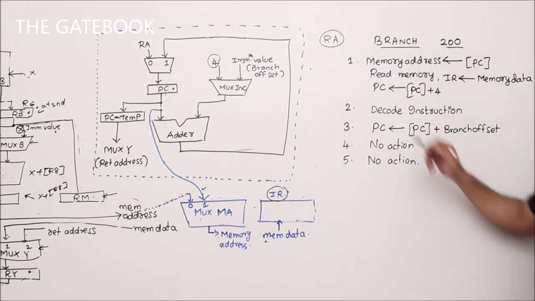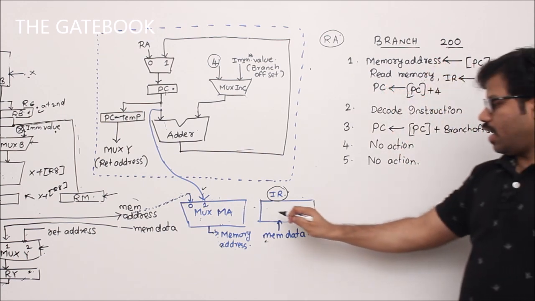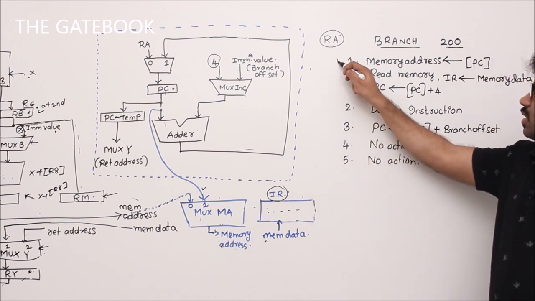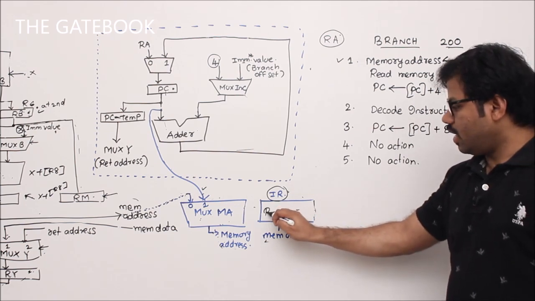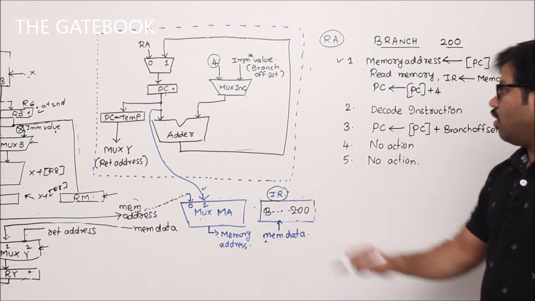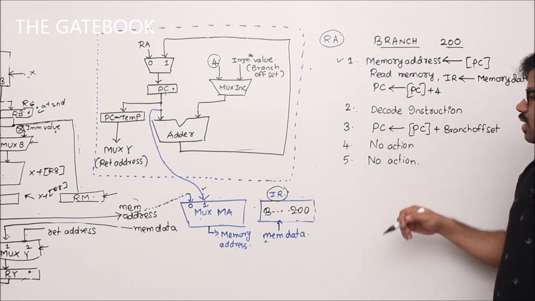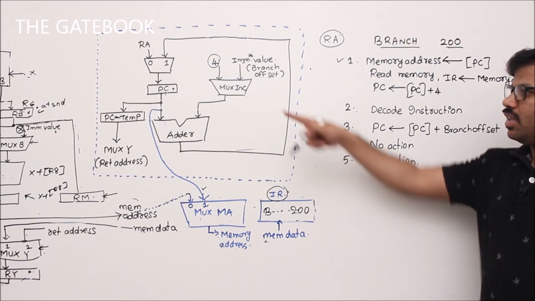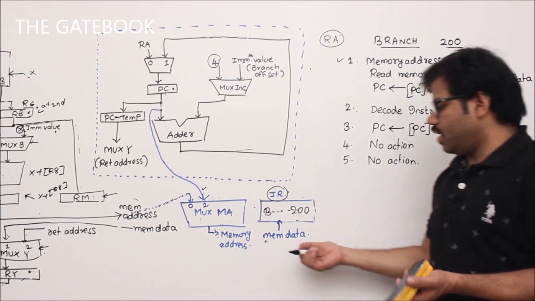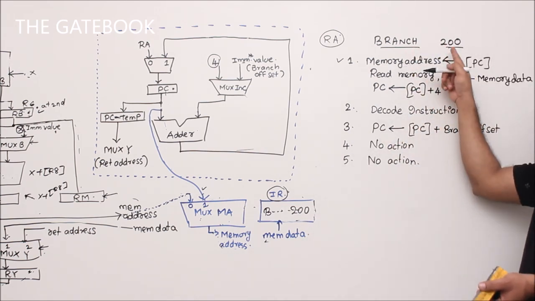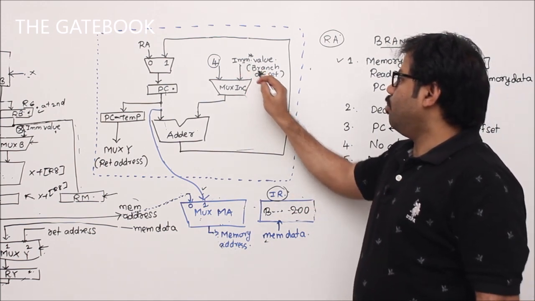First step is quite common: take the program counter's value and fetch the instruction. Once this step is done, the instruction register contains the branch 200 instruction. The second step is decoding. After decoding, your processor understands that it is a branch instruction, so the inputs will be connected properly. There is nothing to connect here because we don't have any registers; we directly gave the absolute value. So that 200 we give here as the branch offset.